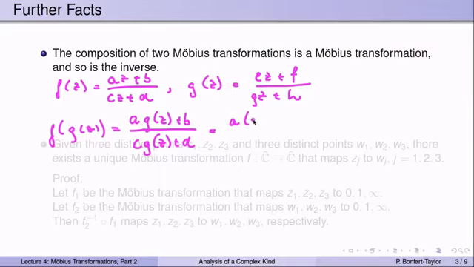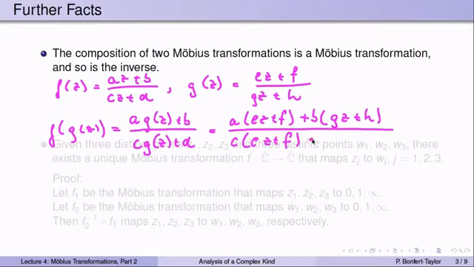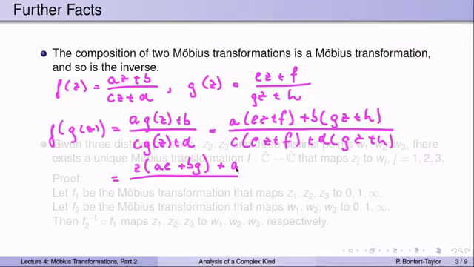We're then left with a times (ez + f) + b times (gz + h), divided by c times (ez + f) + d times (gz + h). And now if you multiply through and collect terms, you see it's again of the form something times z plus something. So I'm just going to do this for the top and not for the bottom. There's again a z term, and it consists of ae + bg, and a second term that is without any z's, af + bh. The same thing happens in the denominator, and you see that this is again the form of a Möbius transformation.